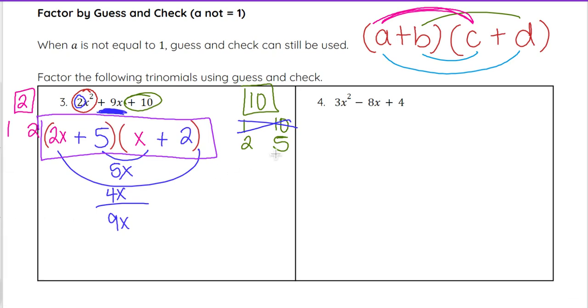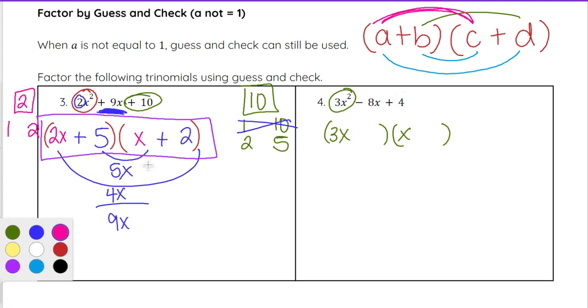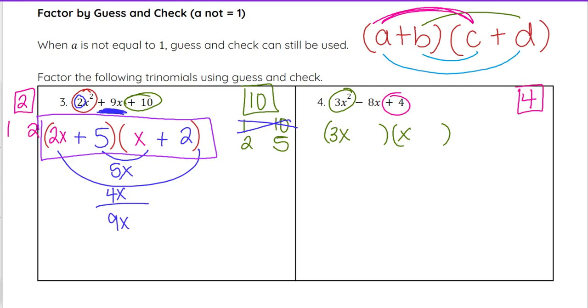So let's look at one more example where a is not 1. So looking at this, we will go ahead and set up our two binomials. Look at your first term, 3x squared will break into 3x and x because 3x times x gets us back to 3x squared. Then we look at the 4 at the end. 4 is at the end, so we need the factors of 4, 1 and 4, 2 and 2. And then we need to check our inner product and our outer product so that they combine to be that middle term of negative 8x.